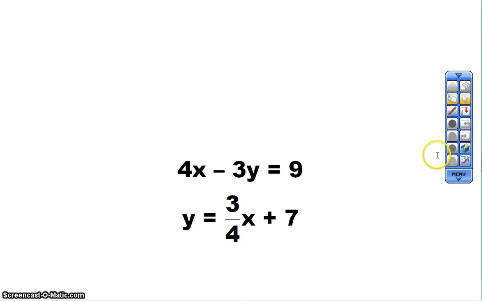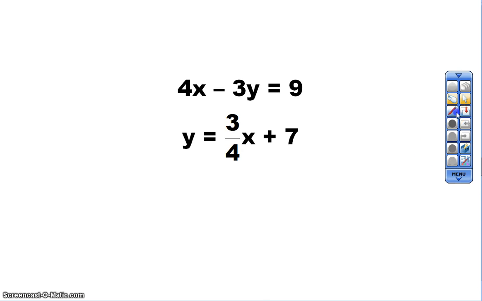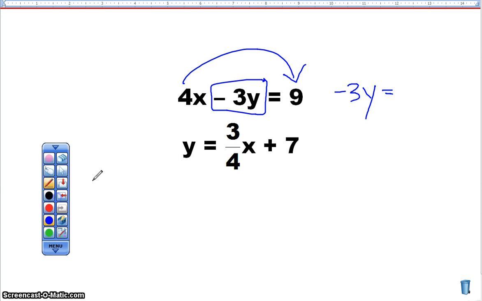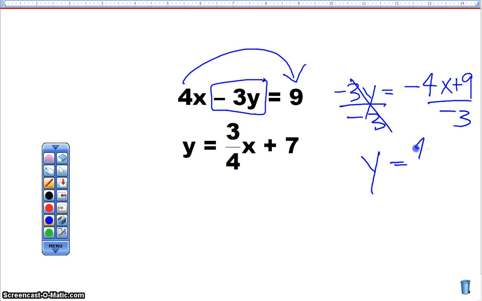All right, the next one I have, again, I have something that's not in slope-intercept form, so I'm going to divide everything through by 4. Whoa, I got to back up. Before I even do that, I have to take this 4x over to this side. So that's going to become negative 3y equals negative 4x plus 9. Remember, you can't put them together. One has an x and one doesn't. Divide everything through by negative 3, and then that's going to go to 4/3 x minus 3.